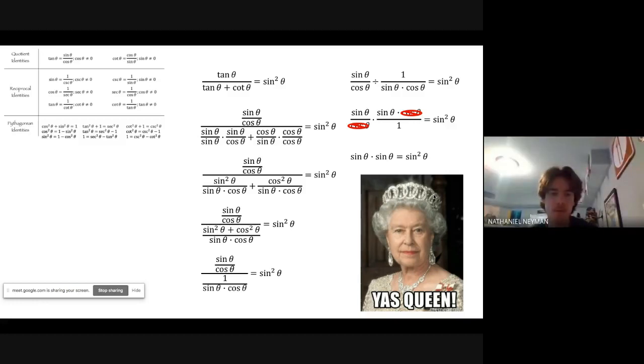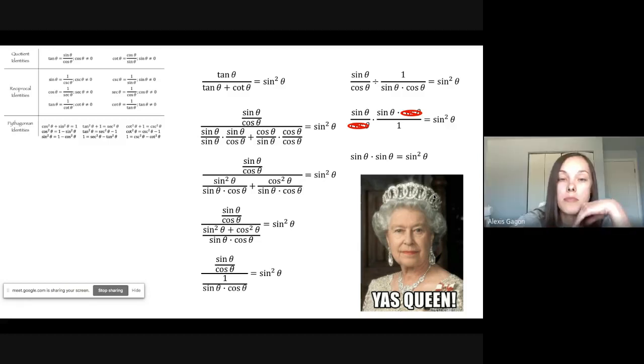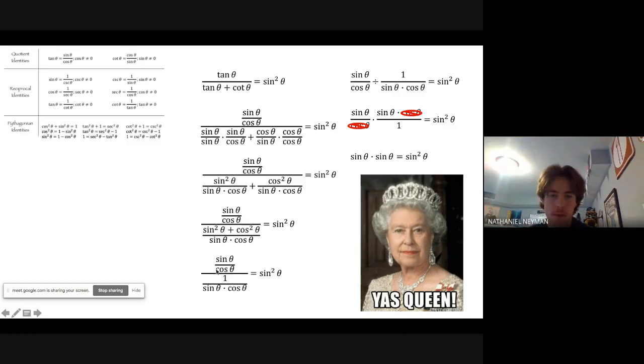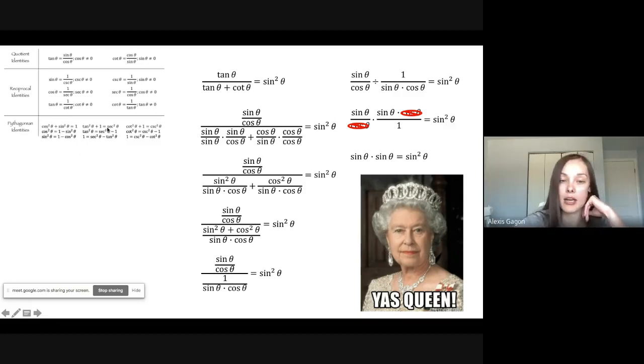How did you get the 1 on top of the fraction? So this right here, sine squared of theta plus cosine squared, that is one of our Pythagorean identities, which equals 1. So that's how we went from this to this. Oh, okay. You just switch it. Yeah, so I just used the Pythagorean identity right there. Okay.